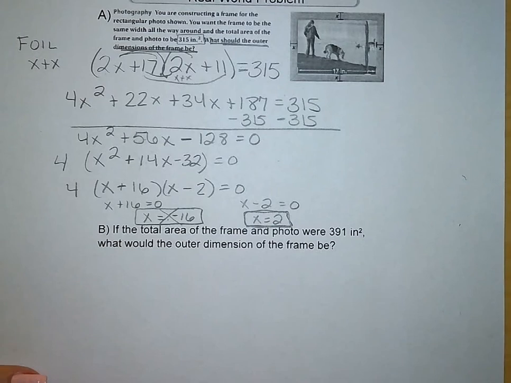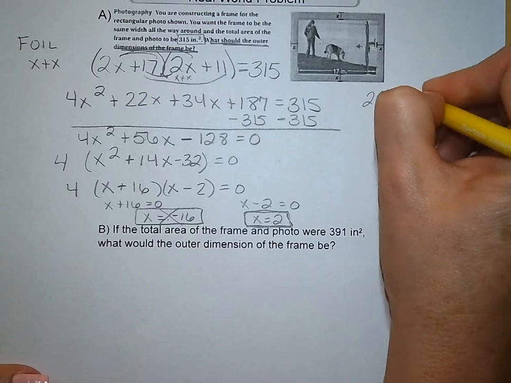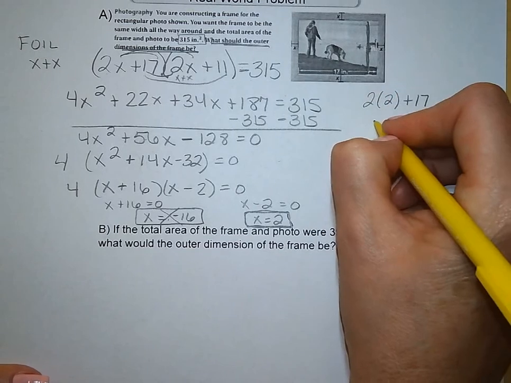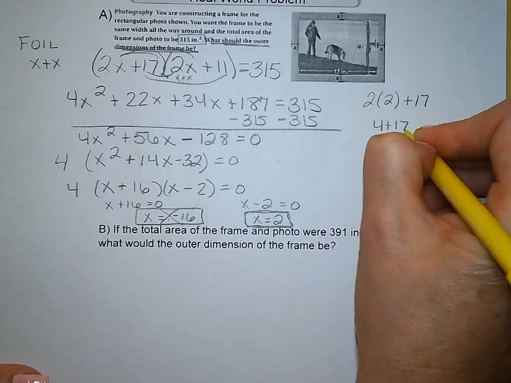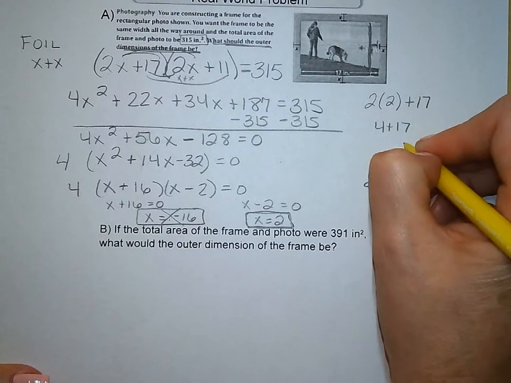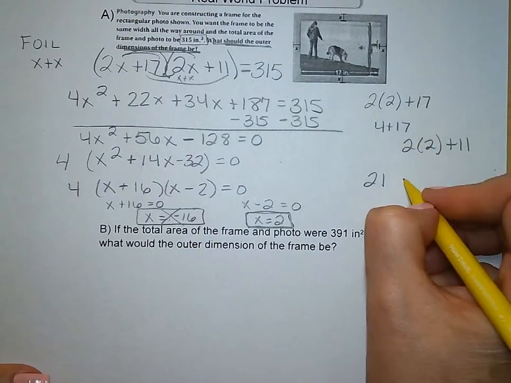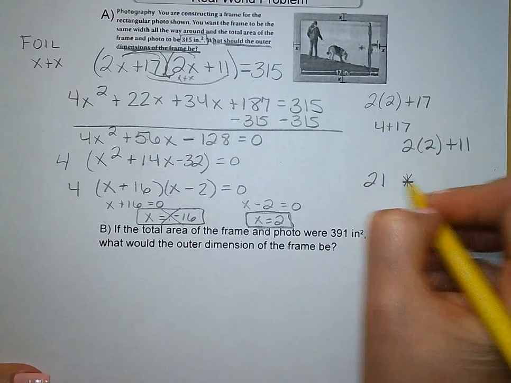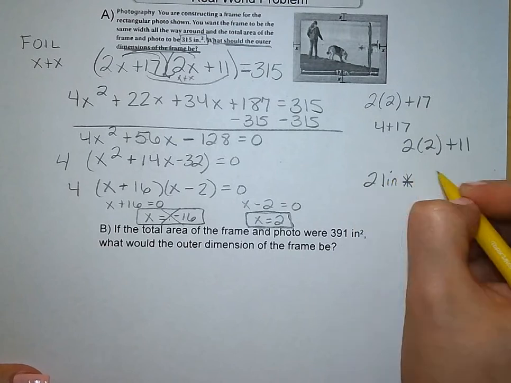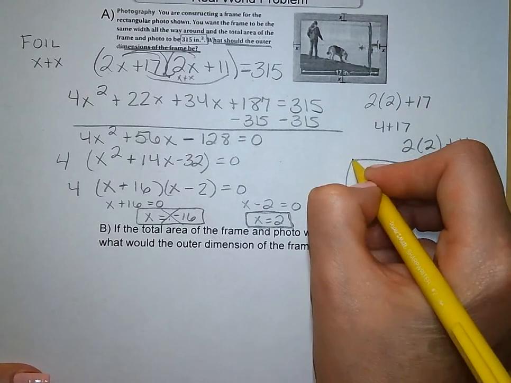So we can plug that into our original two factors to find out what our length and our width are. So 2 times 2 plus 17 is going to give us a total of 21. And 2 times 2 plus 11 is going to give us 15. So our frame is going to be 21 inches wide and 15 inches tall.